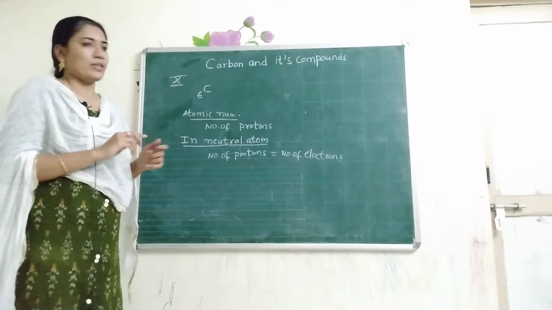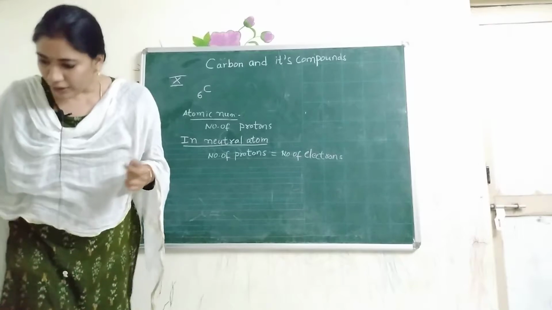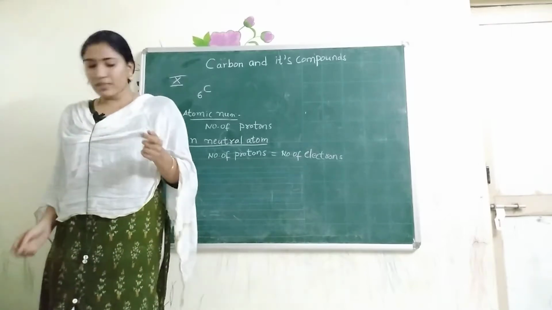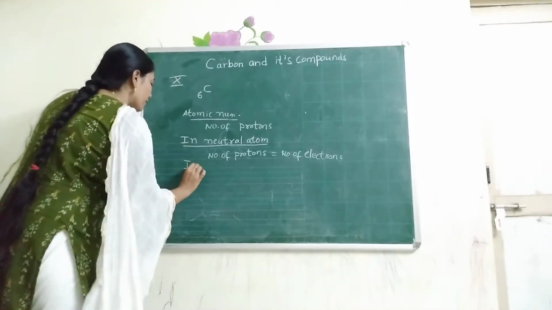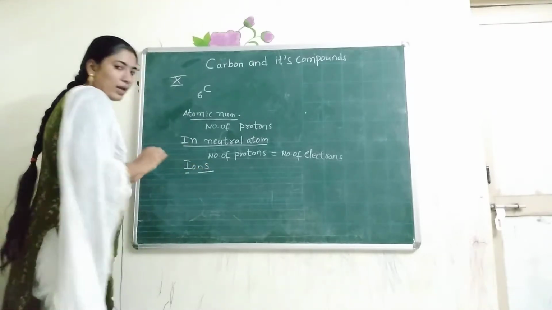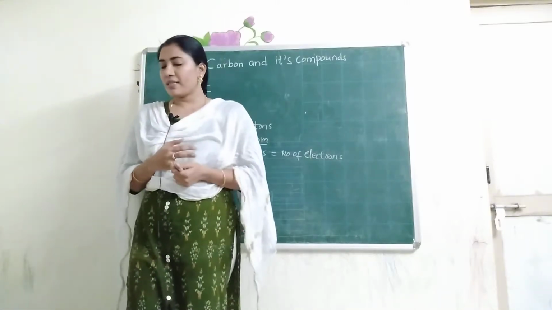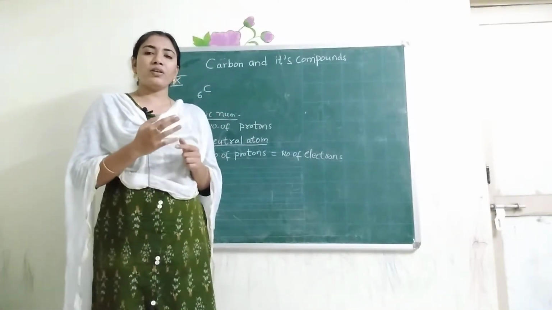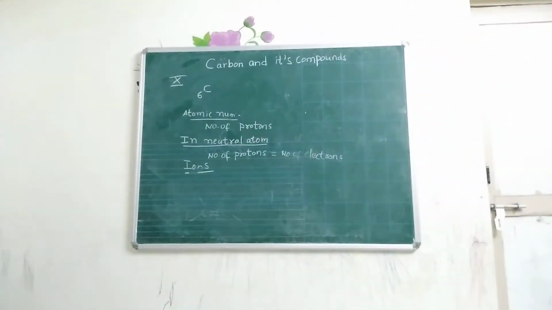Then what about ions? How many types of ions are there? Generally there are two types of ions. What are those ions? One ion is a cation, the other ion is an anion, isn't it?